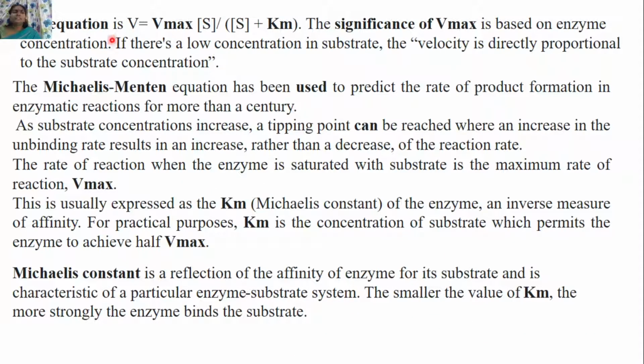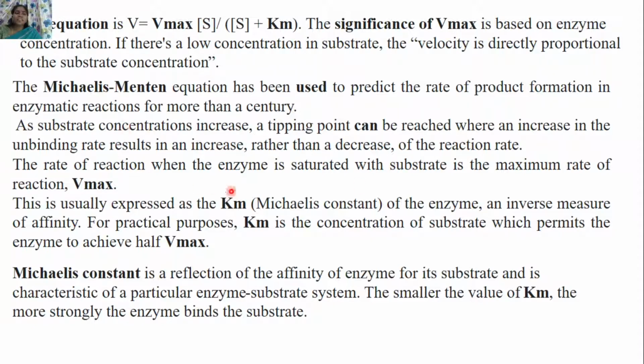The rate of reaction is at its maximum depending on the enzyme concentration; that is the significance of Vmax. If there is a low concentration of substrate, the velocity is directly proportional to the substrate concentration. The Michaelis-Menten equation has been used to predict the rate of product formation in enzymatic reactions for more than a century. As the substrate concentration increases, a tipping point can be reached where an increase in the unbinding rate results in an increase rather than a decrease of the reaction rate.